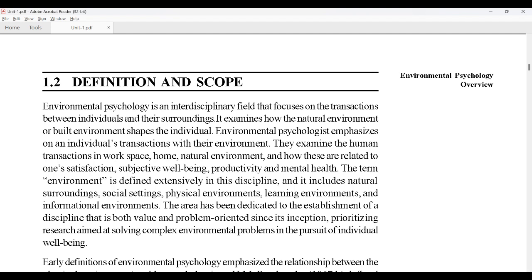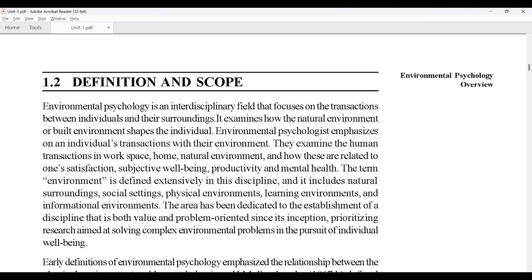productivity and mental health. The term environment is defined extensively in this discipline, and it includes natural surroundings, social settings, physical environments, learning environments, and informational environments. The area has been dedicated to the establishment of a discipline that is both value and problem-oriented since its inception, prioritizing research aimed at solving complex environmental problems in the pursuit of individual well-being.